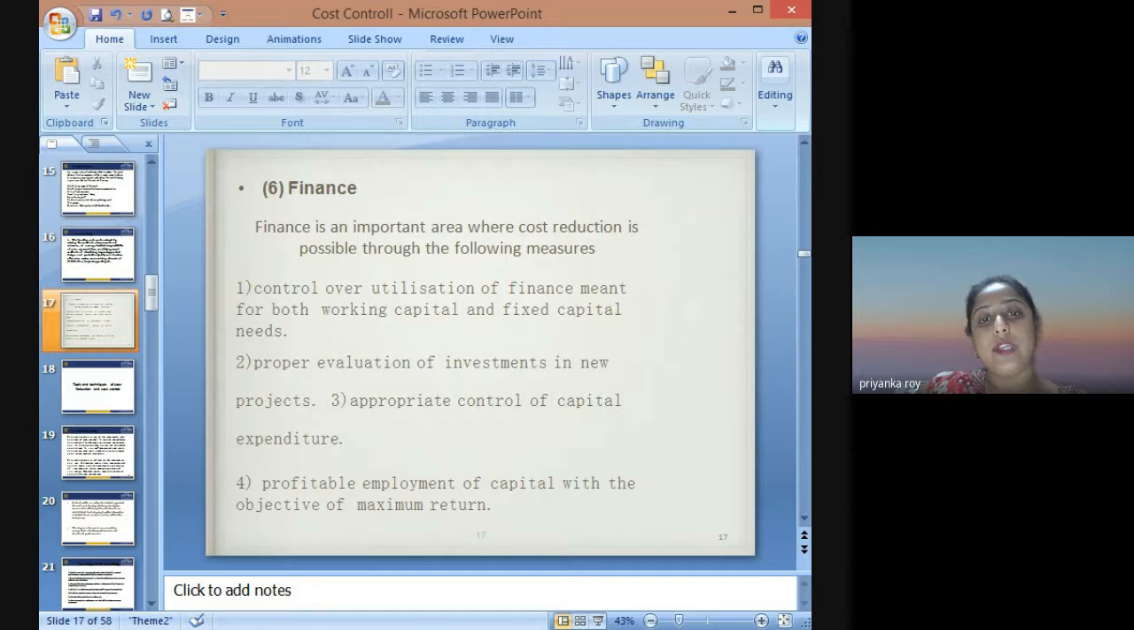Finance is an important area where cost reduction is possible through the following measures: control over utilization of finance that is meant for both working capital and fixed capital needed, proper evaluation of investments in new projects, appropriate control for capital expenditures, and profitable employment of capital with the objective of maximum return.